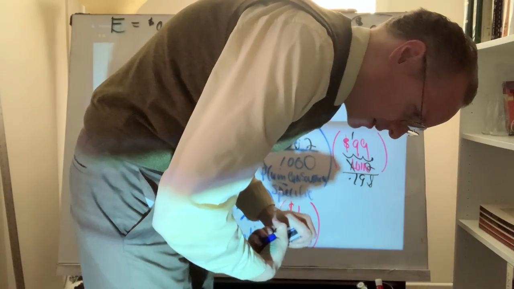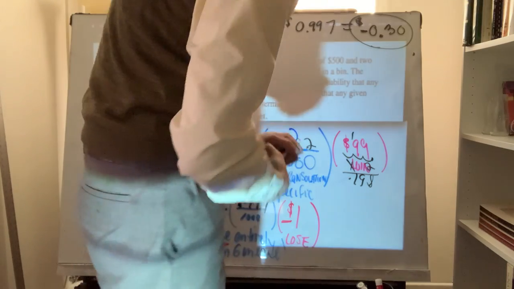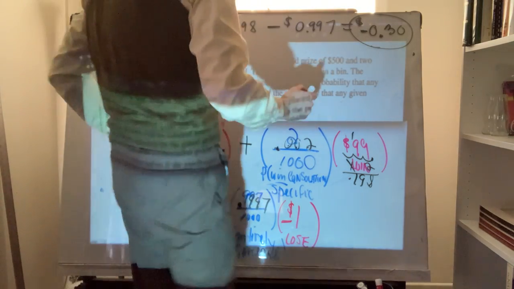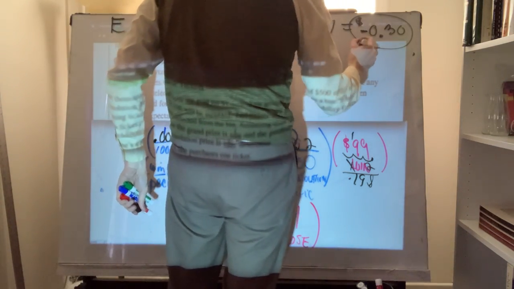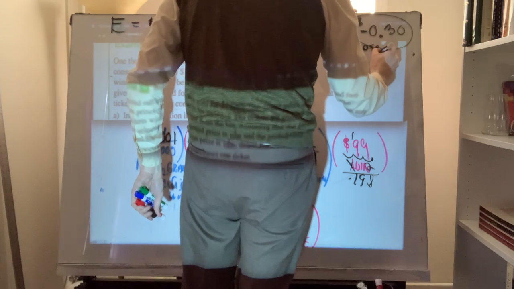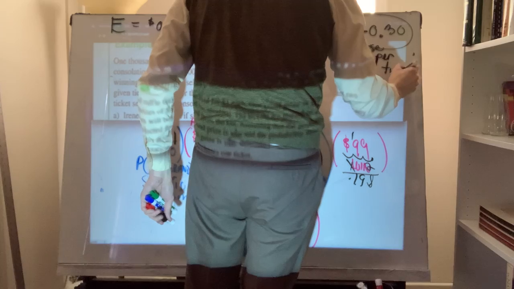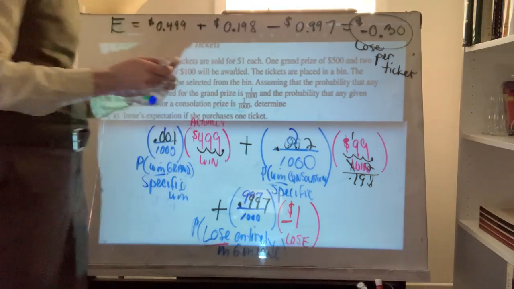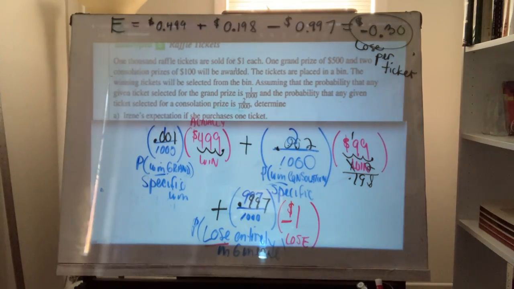And this is per ticket. It would be a loss overall per ticket. You did get something. It's just not enough to even out.